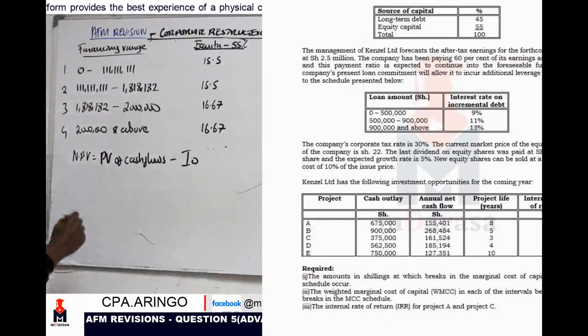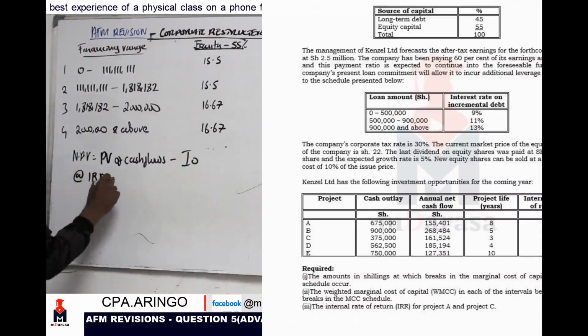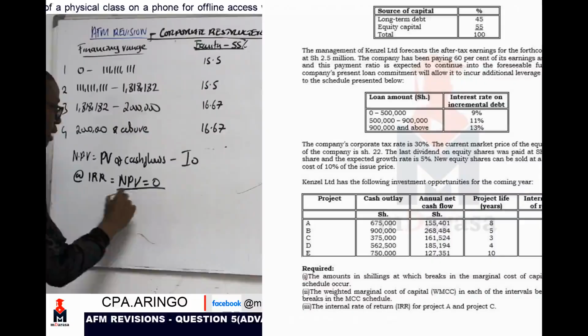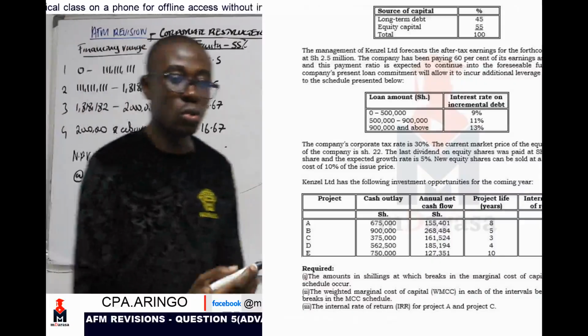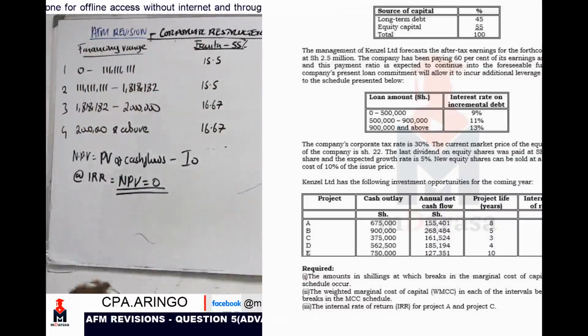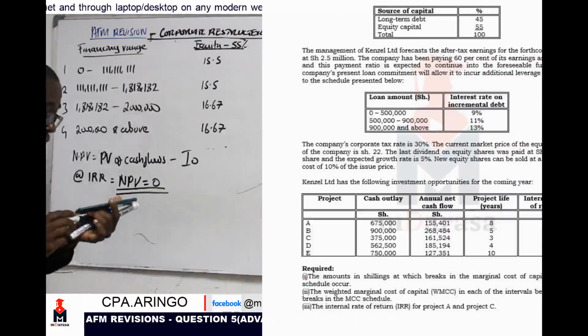And you are saying at IRR, NPV is equal to 0. At IRR, NPV is equal to 0. So if our NPV is equal to 0 at IRR, basically we are given aspects of what? We are given all these components that you are given here.